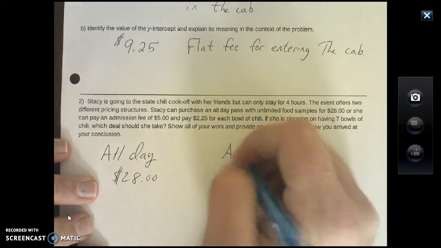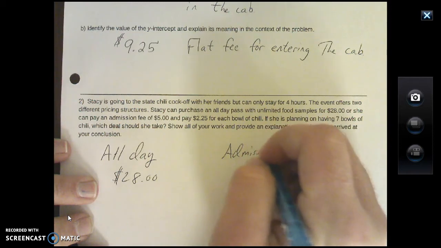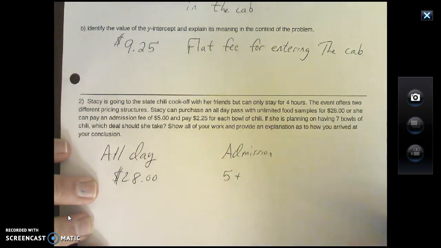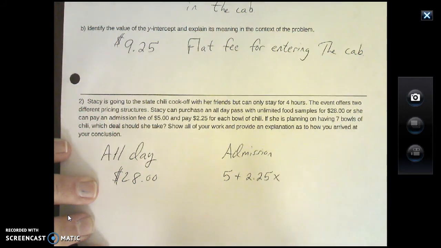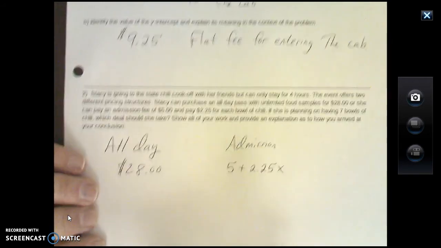So, admission, it's $5 plus $2.25 per bowl. If she is planning on having 7 bowls of chili, which deal should she take? Show all your work and provide an explanation as to how you arrive at your conclusion.